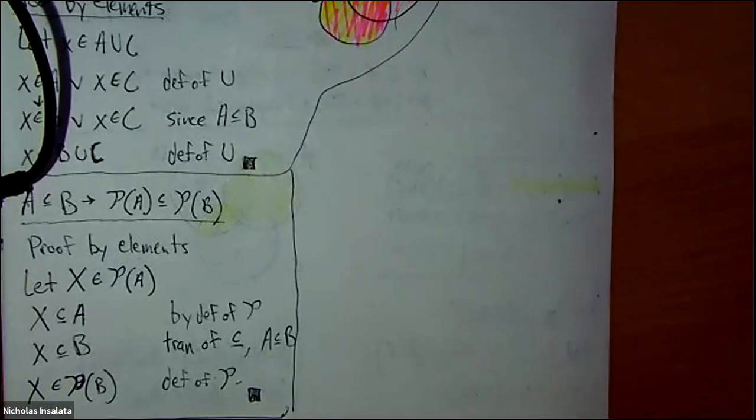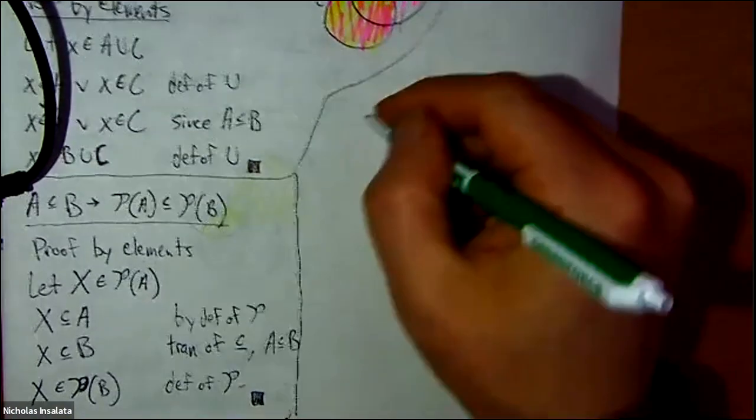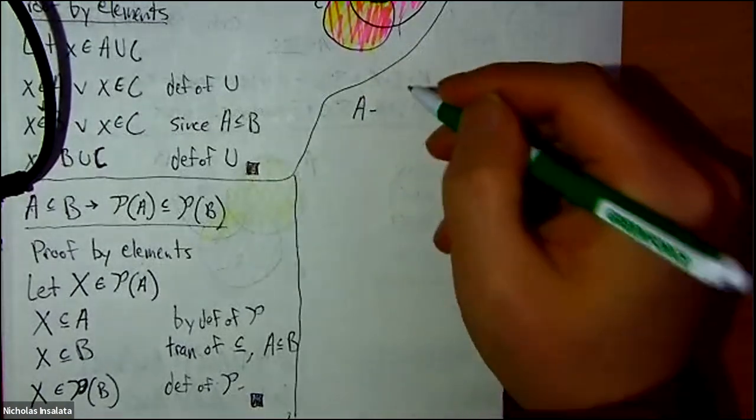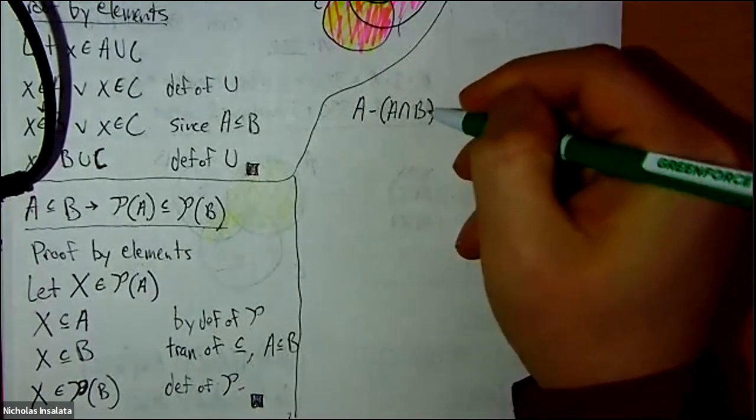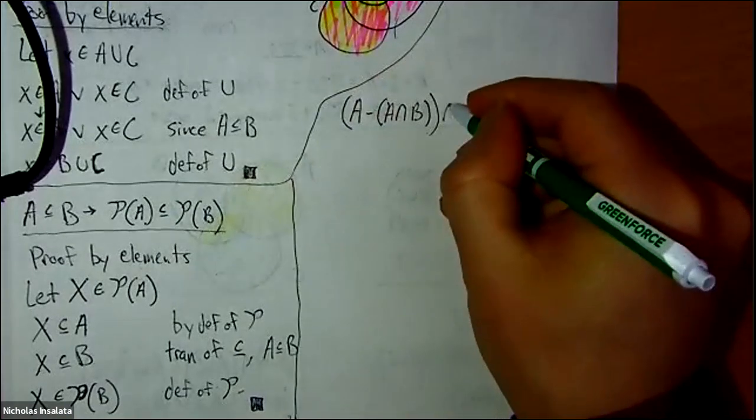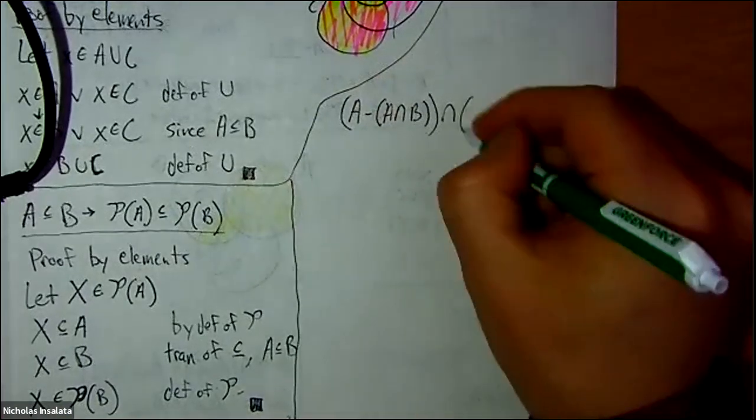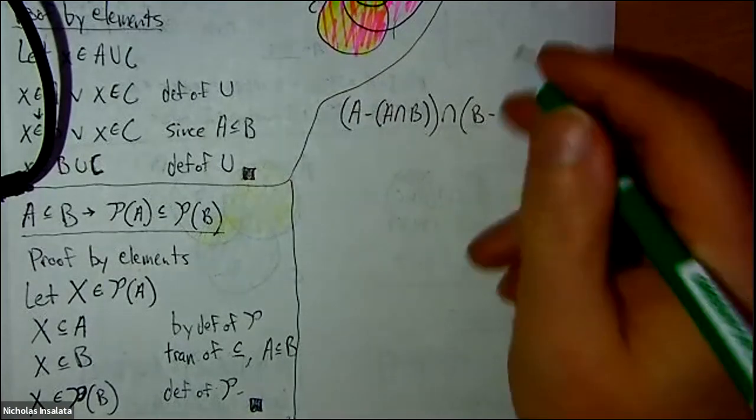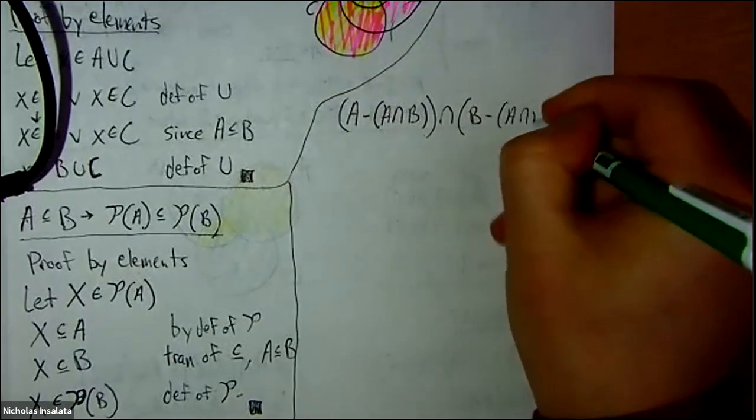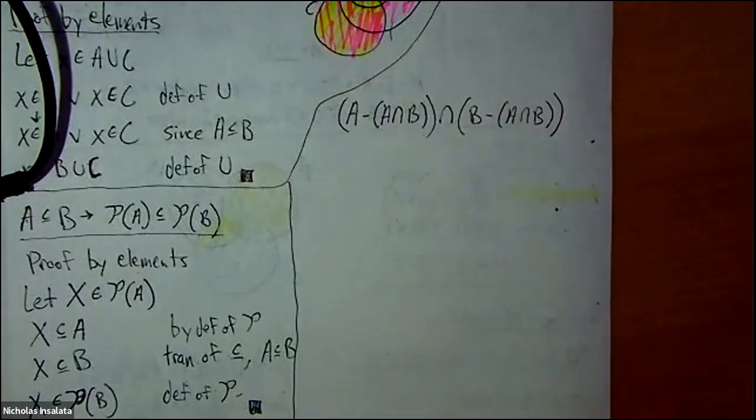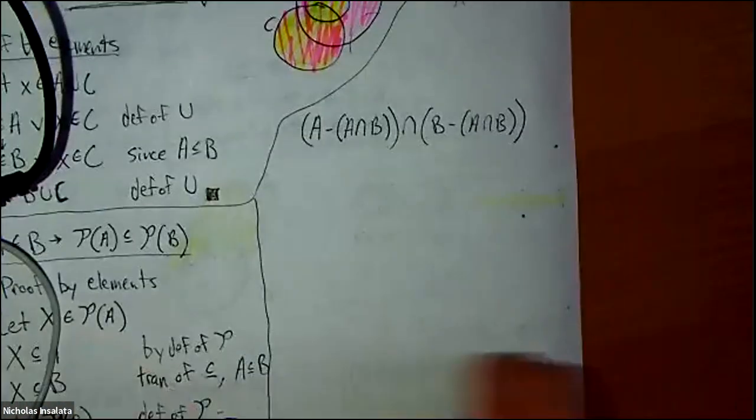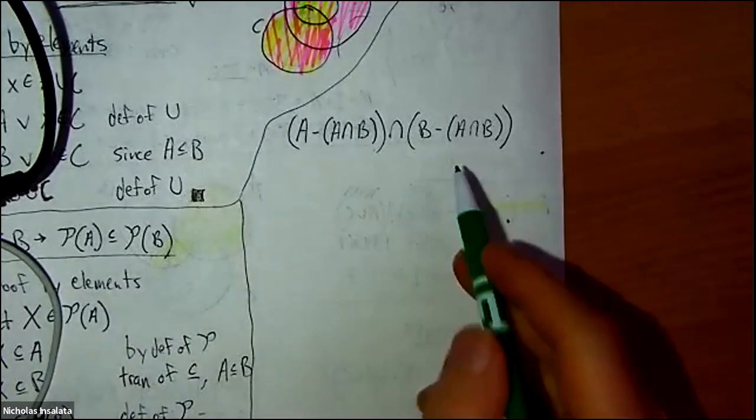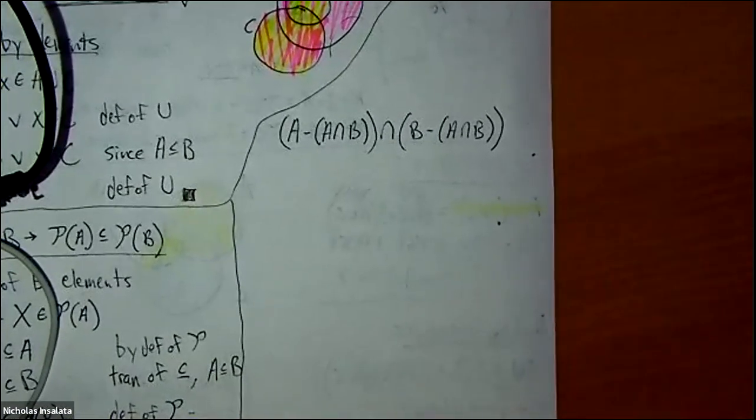Okie dokie. Let's try another one. We'll do one more of these guys. So we've got A minus A intersect B, and that whole thing's intersected with B minus A intersect B. All right. So again, we're just going to try to simplify this a bit. Okay. So from here, where can I go next? What should I do first?